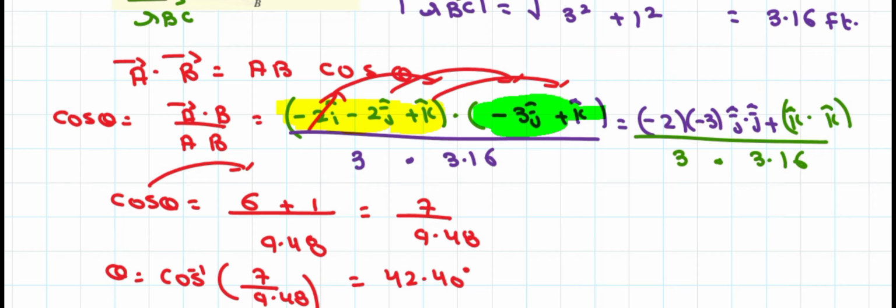So 42.40 degrees is the angle between the RBA vector and the RBC vector. Or you can say that 42.40 degrees is basically the angle between the pipe segment BA and the force vector, that is F. So this is our first step.